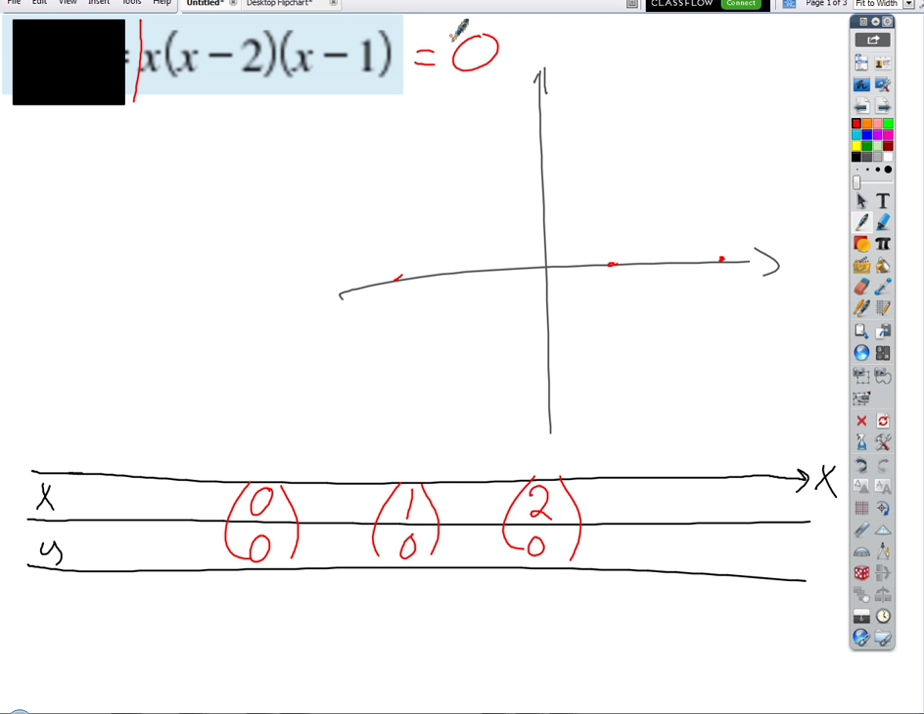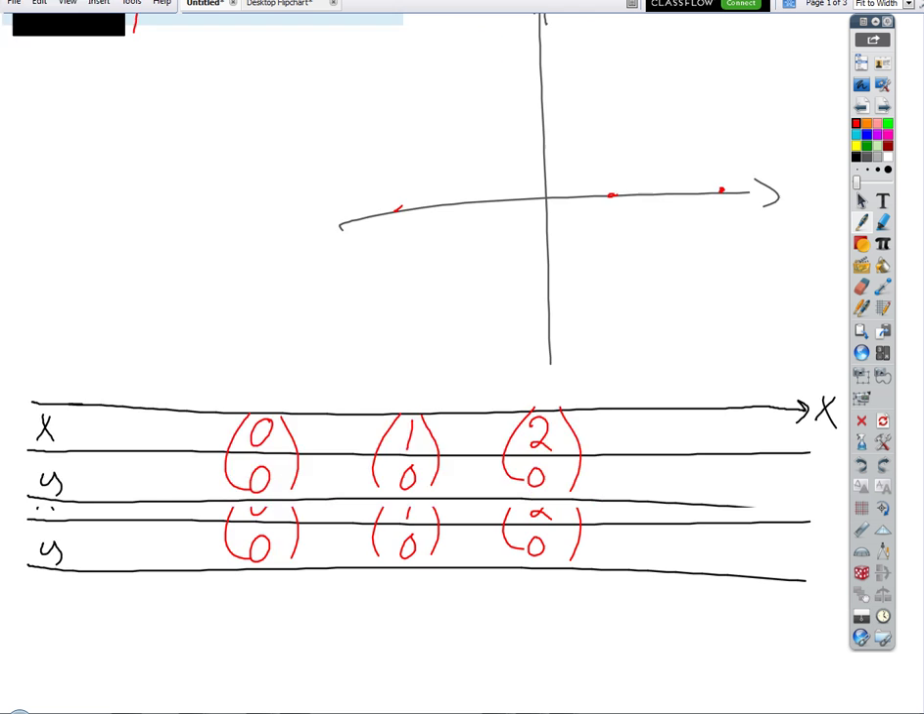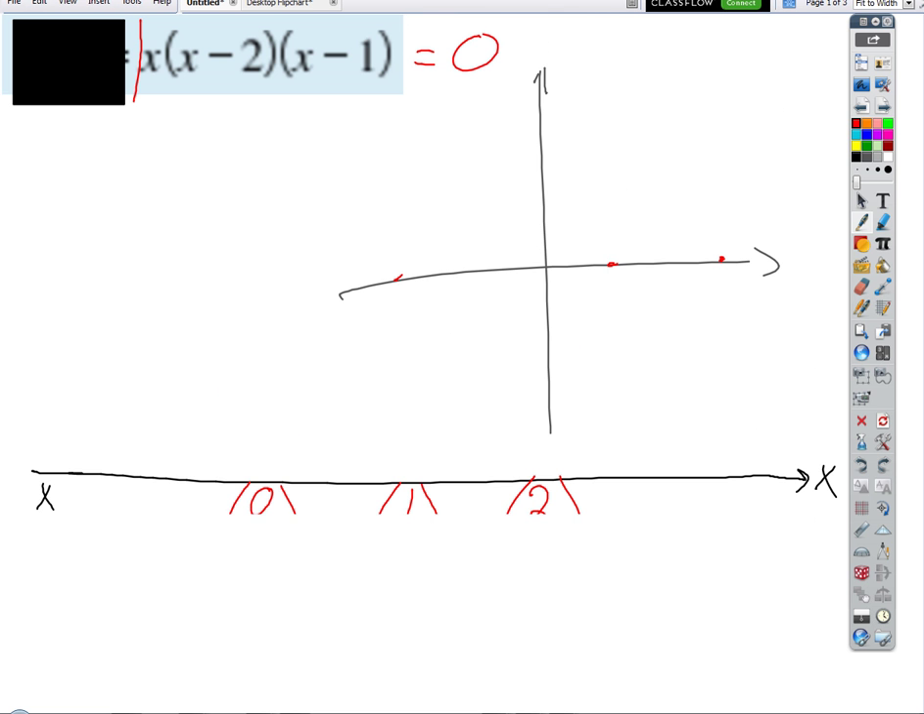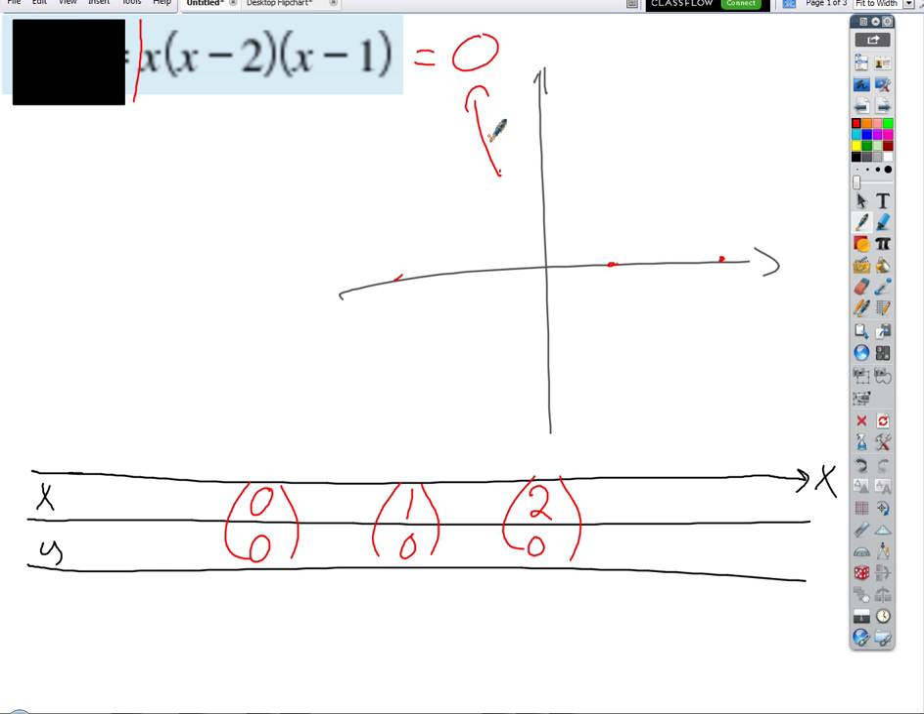We can just look up here and say, okay, well, 0, 2, and 1, and put those in our table, right? We know that the corresponding y values have to be 0 because we told them to be 0. We set the whole thing equal to 0, right? Okay, so we can do something now to our table. We can start to draw our graph, or sketch, I should say, already.